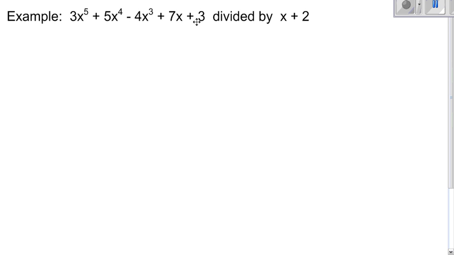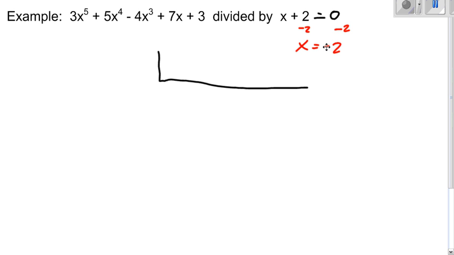So let's go ahead and write our upside down division. Now we're dividing by x plus 2, so set that equal to 0, solve. So we get x equals negative 2. So negative 2 is the number on the outside.